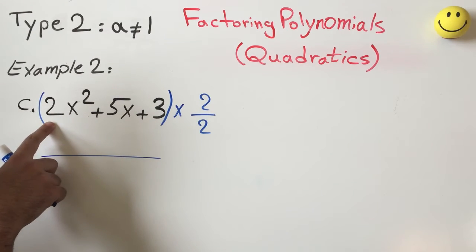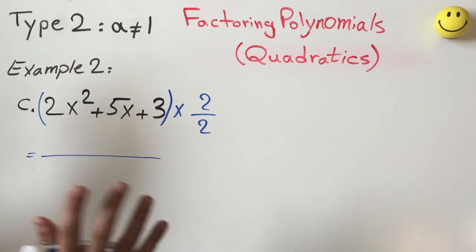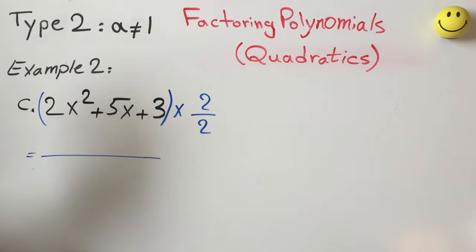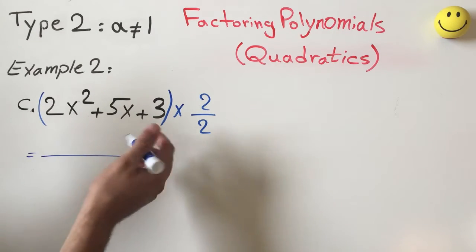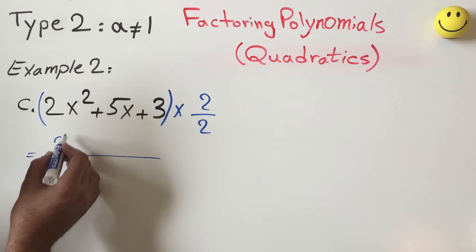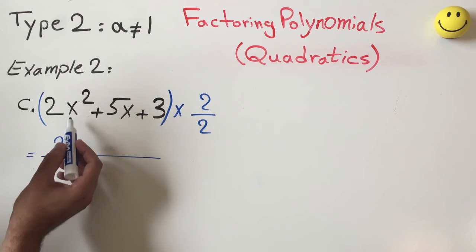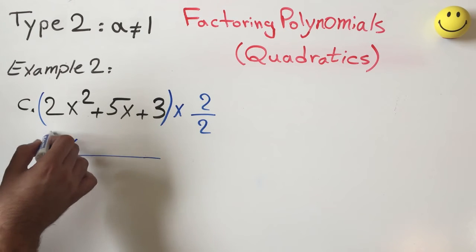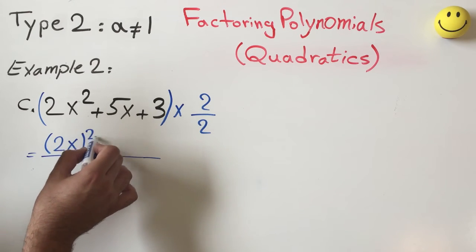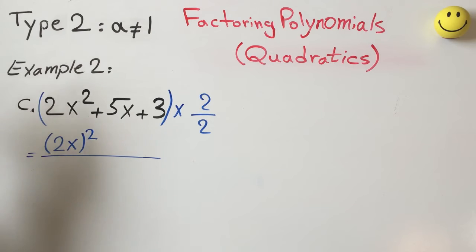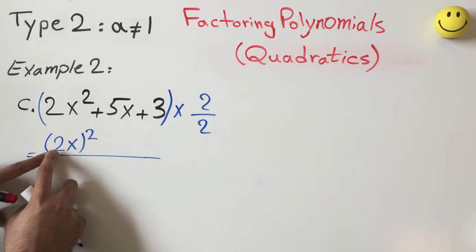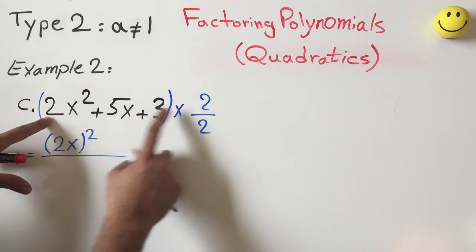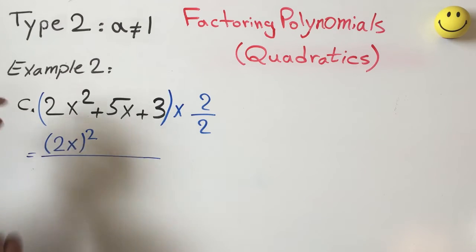So 2 times 2, it's 4, but I'm not going to write 4 here. There's a reason for that. Instead of 4, I can write 2 to the power of 2. But do you see this x squared here? So can I write it like this? 2x, the whole thing to the power of 2. So now this is 4, which is here, and this is x squared, which is here.